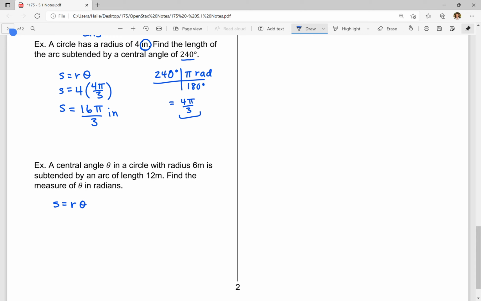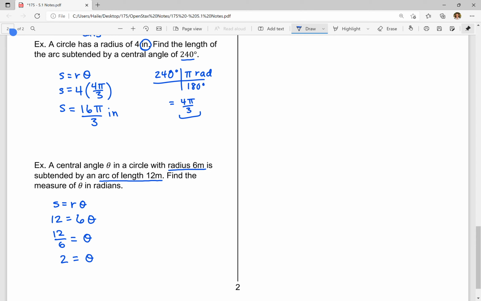Okay, so S is arc length. Well, in our problem, we're given an arc of length 12 meters. So we can go ahead and put 12 in for S. Our radius is 6 meters, so we can go ahead and put 6 in for R. And we're looking for theta, so we're going to leave that as our variable. So all we need to do to solve for theta is divide 12 over 6, which is 2. So 2 is the measure of theta.